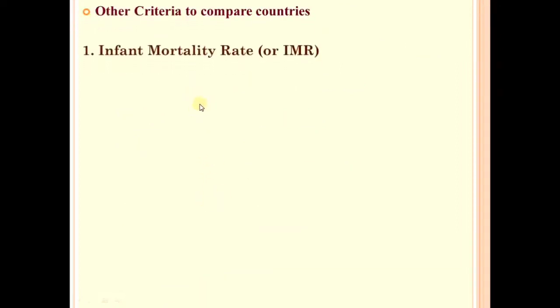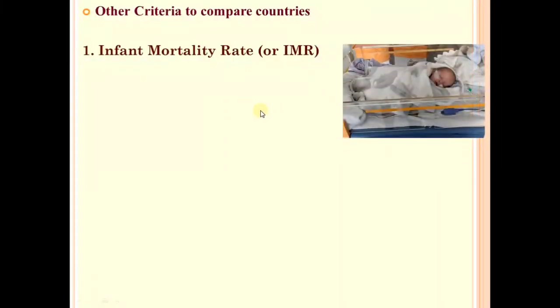So let us start. Now the next criteria apart from per capita income to compare the countries, or to know about the level of development, is IMR, infant mortality rate. Many times, friends, it happens that after the birth, due to some health problems or some medical complications, many newborn babies die within a year. So this exactly is the meaning of infant mortality rate.